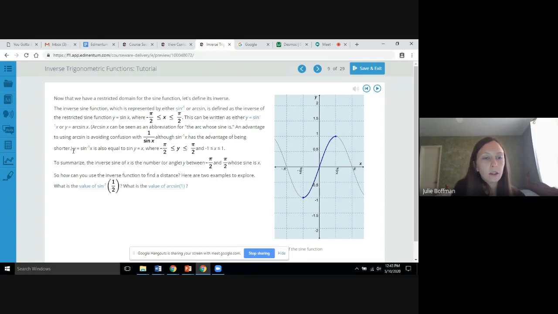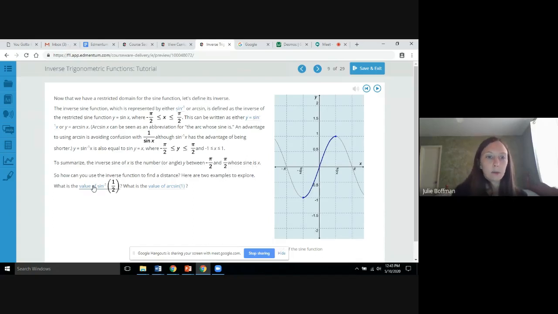So then right here after the parentheses, it says y equals sine -1 of x, or the inverse of sine, is also equal to arcsine of x, right? Because you switch your x and y. Where now, instead of that being the domain, that's the range. And your original range is now your domain, -1 to 1. To summarize, the inverse sine of x is a number or an angle, that's what I would say, between negative pi over 2 and pi over 2, whose sine value is whatever x value they give you.